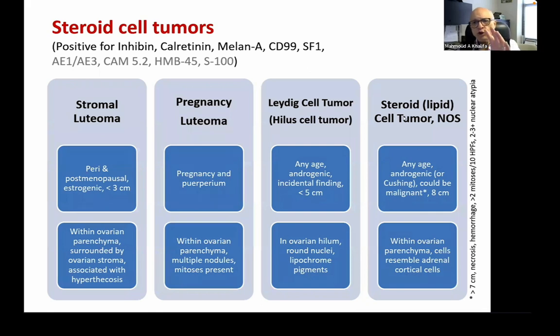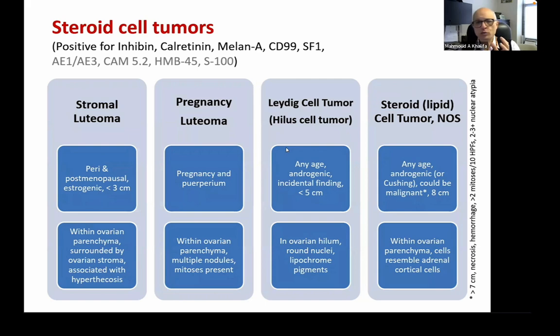The one tumor that I need to separate from these tumors is the one known as steroid tumor. These are typically vacuolated cells. It could be androgenic or could secrete steroids, cortisone. And because this is the only one that can become malignant in this category, here are the criteria of malignancy.